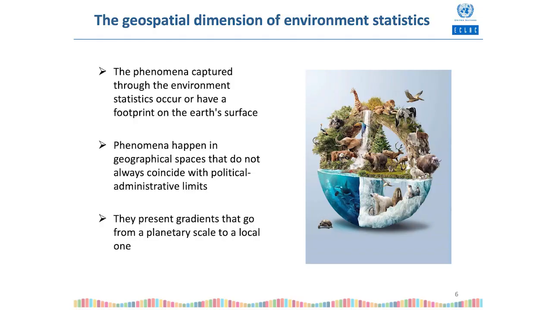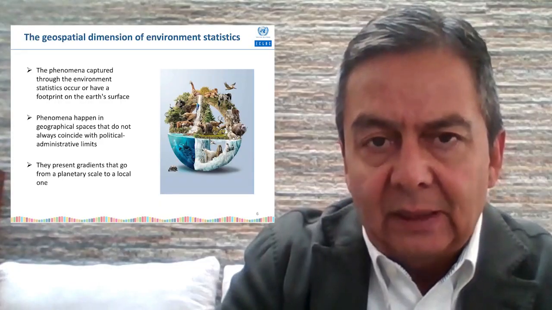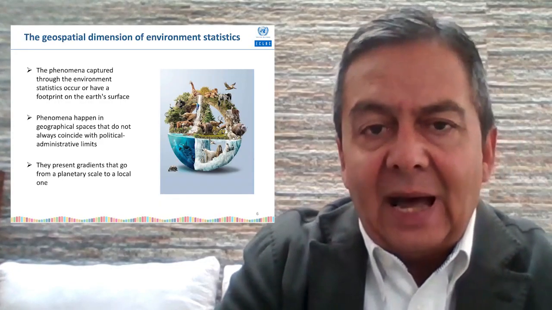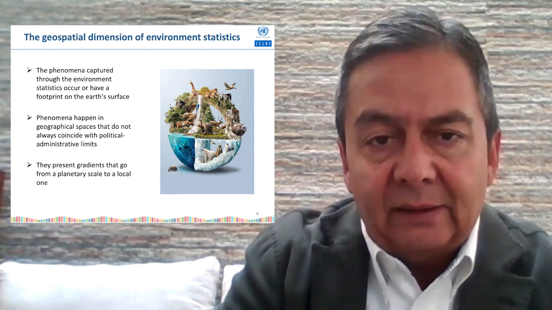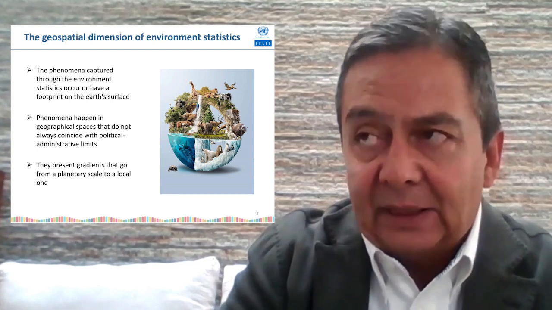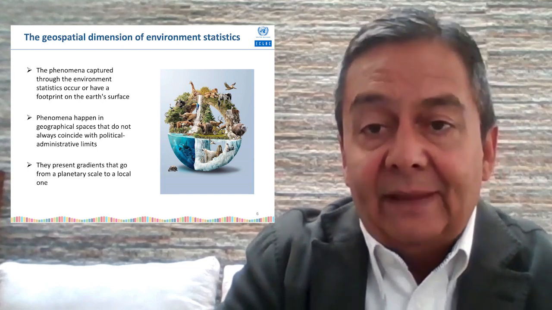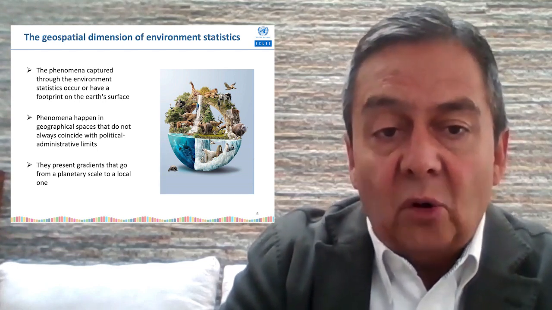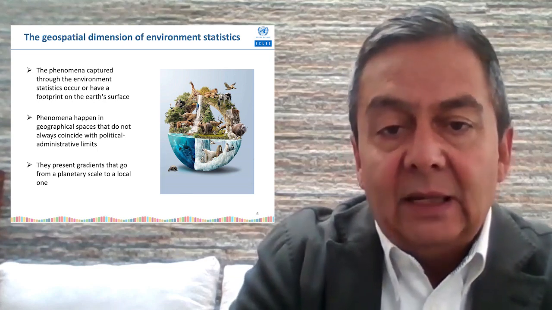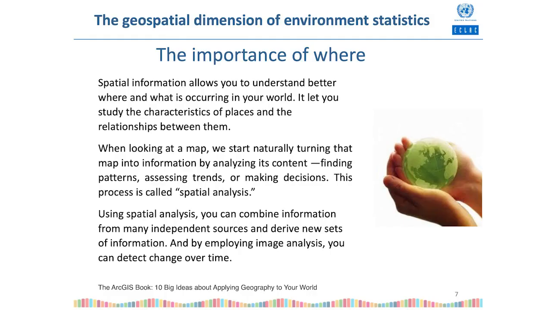Let's talk about geospatial dimension. First, the phenomena captured through environmental statistics or data occur or have a footprint on Earth's surface. Second, the phenomena happen in geographical spaces that do not always coincide with political and administrative limits. Third, the phenomena present gradients that go from a planetary scale to a local one.